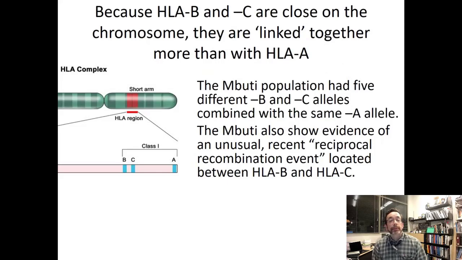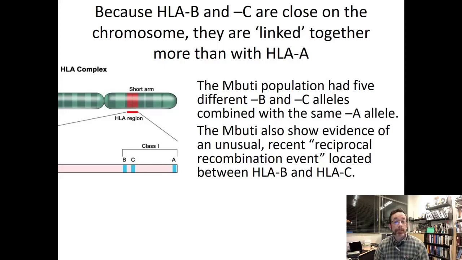The other thing is, look at this picture of the gene that's up here. You have the B and C genes on the chromosome, and then you have the A gene way over here. There's a large genetic distance between A and C. And so because of this, the HLA-B and C genes tend to be the same in different people, whereas you will have more differences with HLA-A. We say that B and C are linked, and A is not linked as closely.